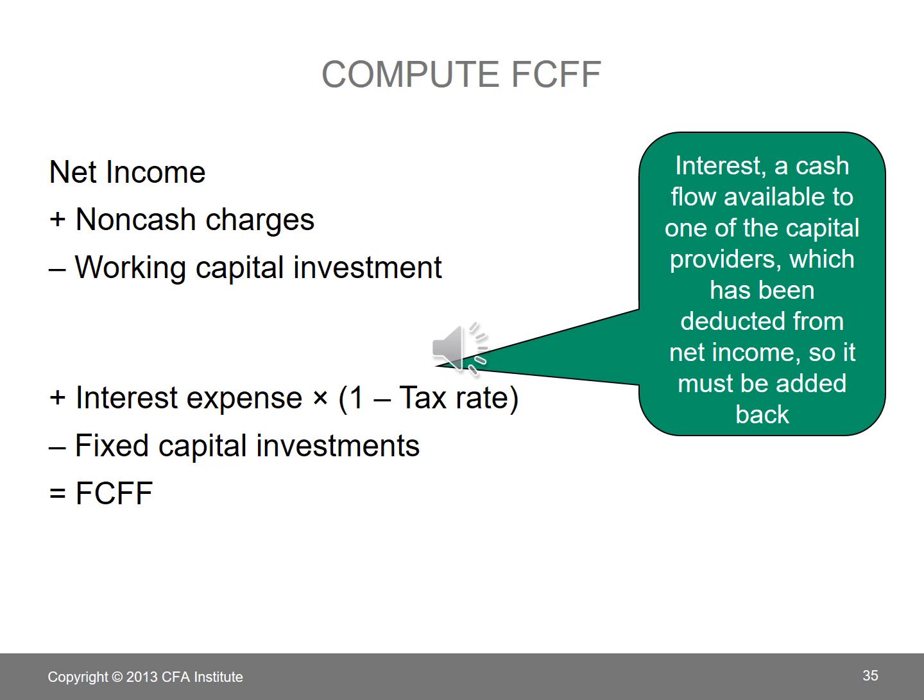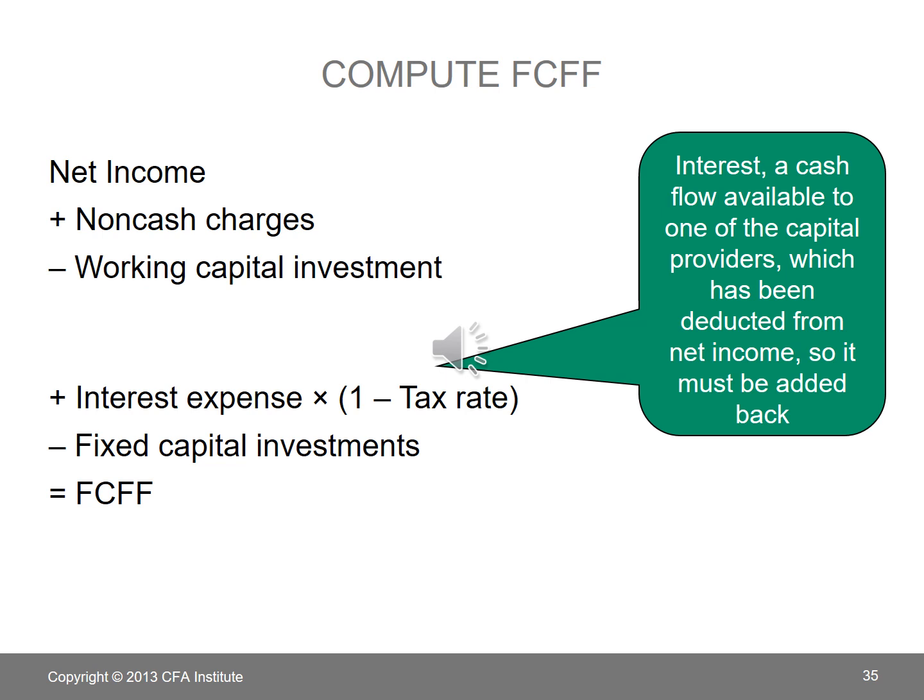Now, how can we compute free cash flow to the firm? We can calculate it based on the following formula. We start with the net income, and then we add non-cash charges such as depreciation and amortization, and then subtract working capital investment or working capital expenditure, and then we add the interest expense multiplied by 1 minus the tax rate. Then we subtract fixed capital investments or capital expenditures such as equipment, and that would give us the free cash flow to the firm.